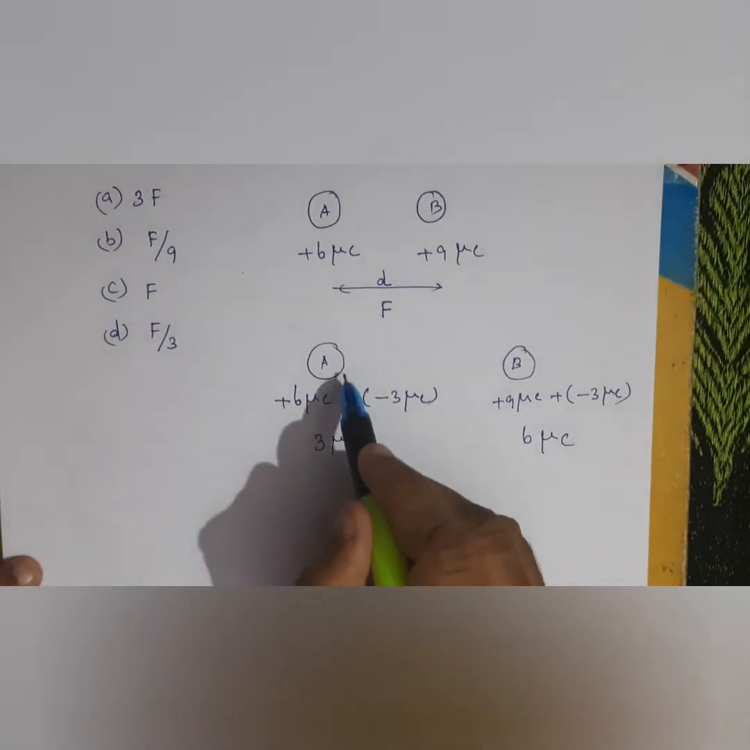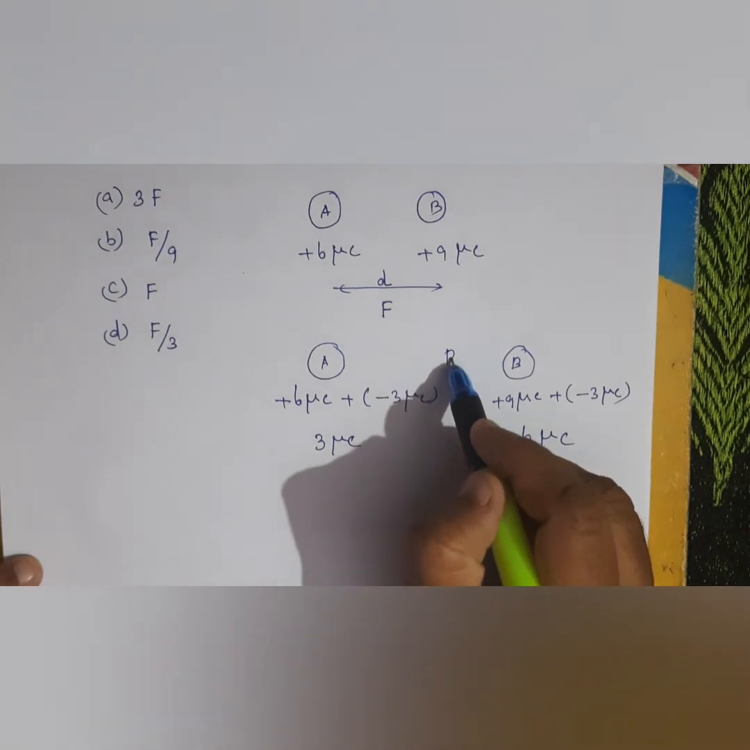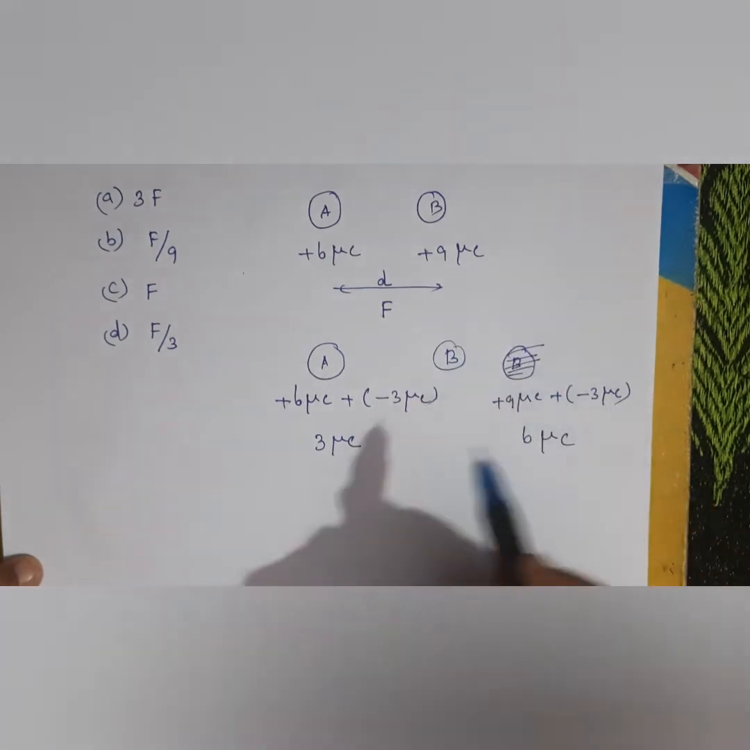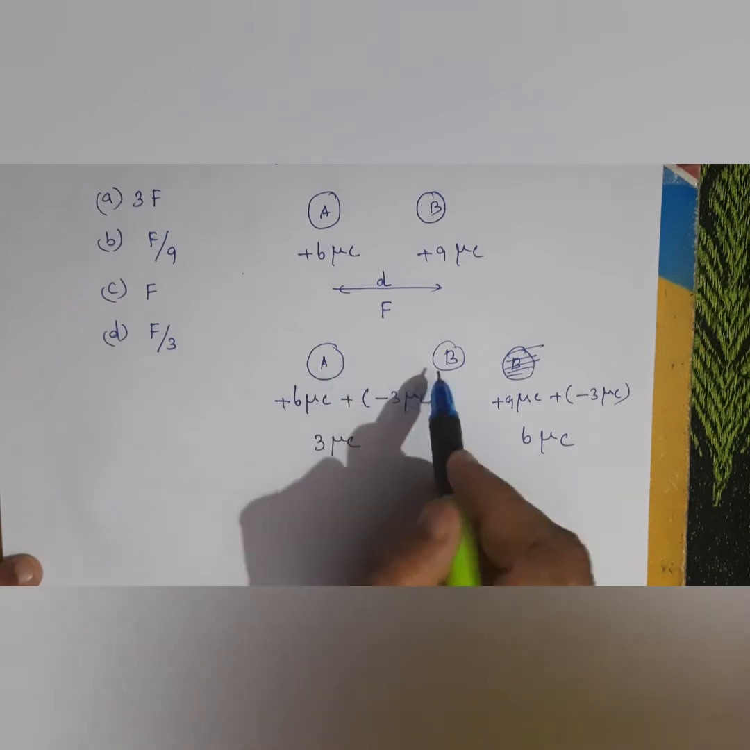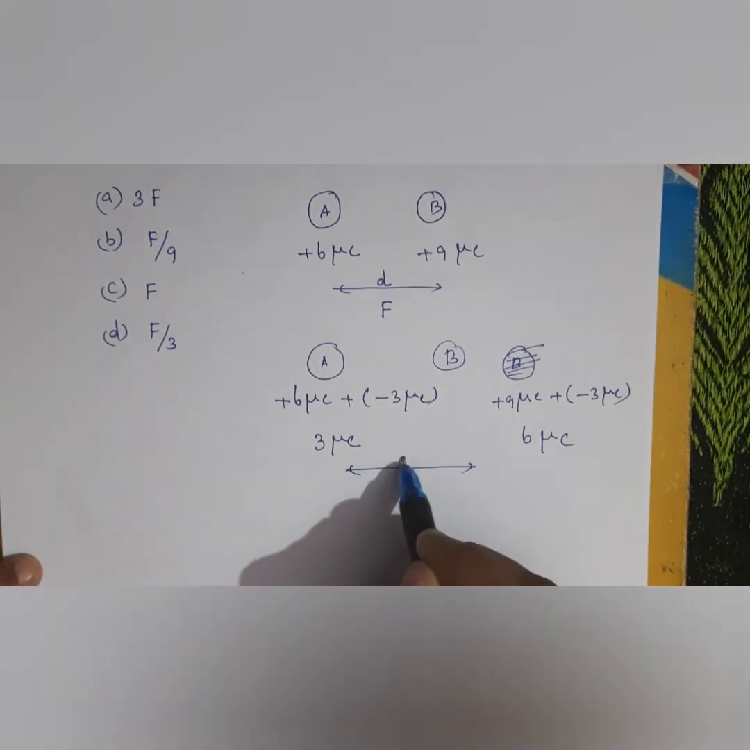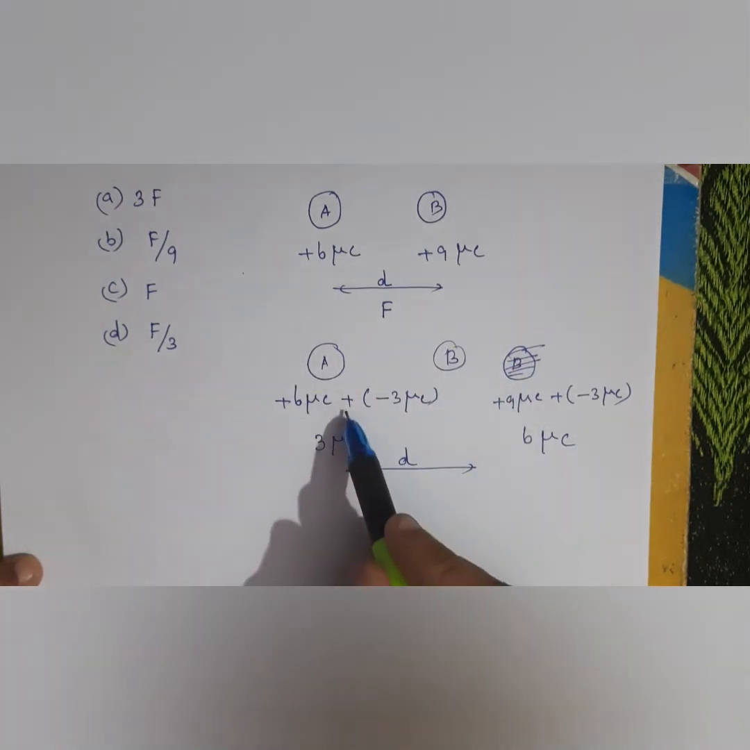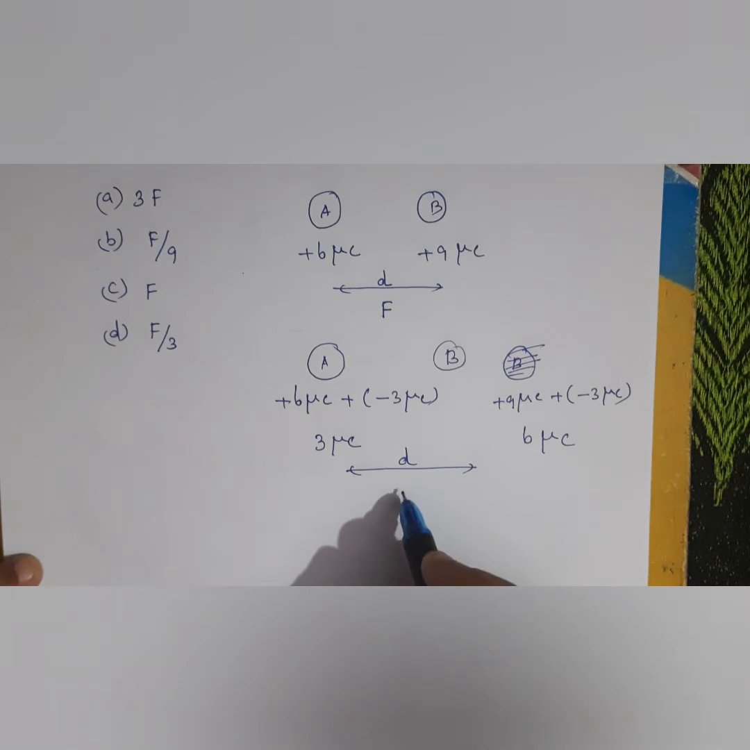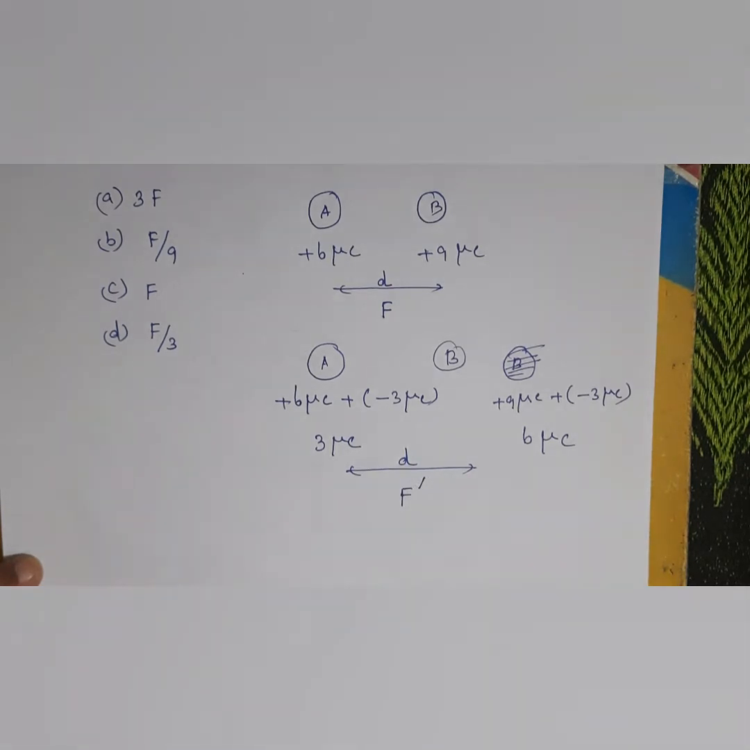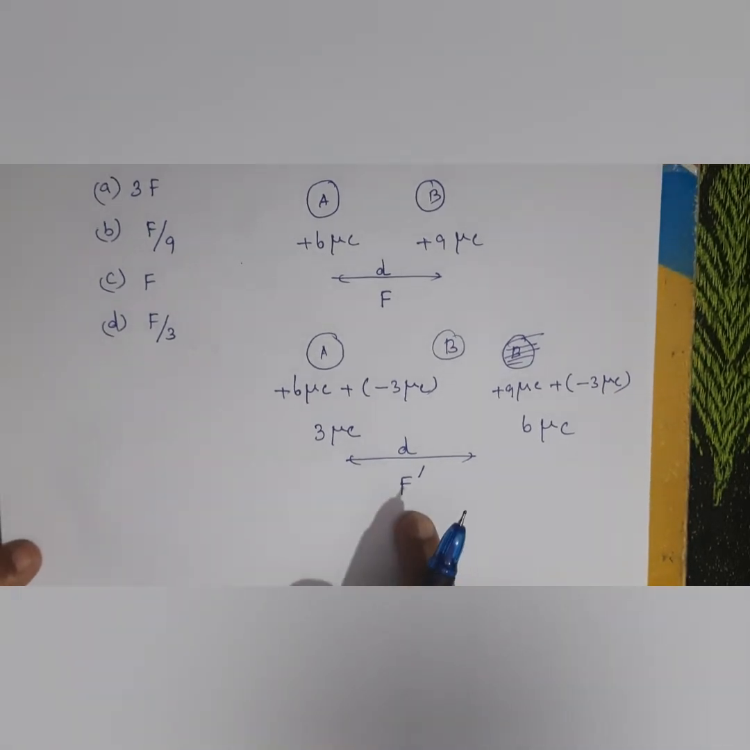So the distance between the two spheres is as usual d. There is no change in the distance between the two spheres, only the charge is different. So now we are going to calculate the new force of repulsion. F dash we are going to calculate.